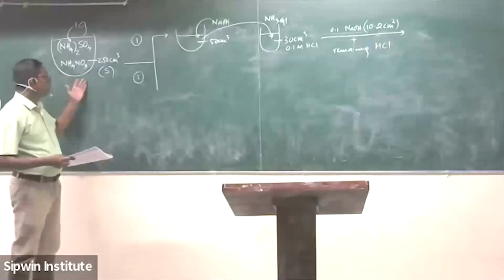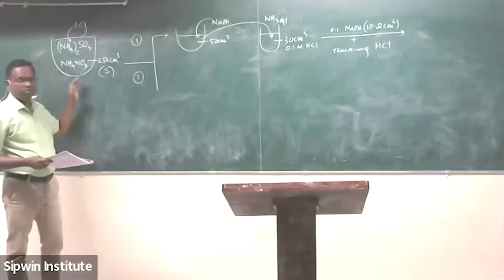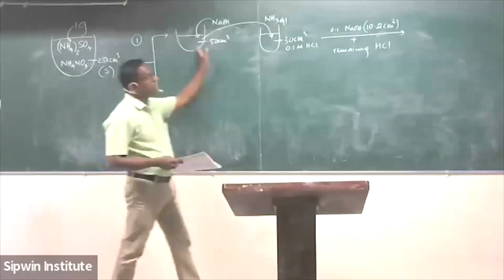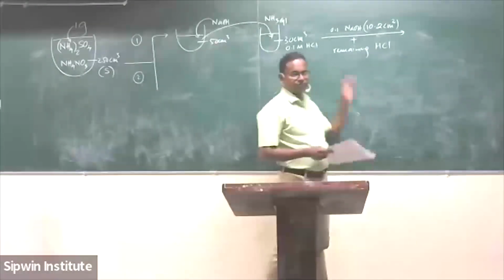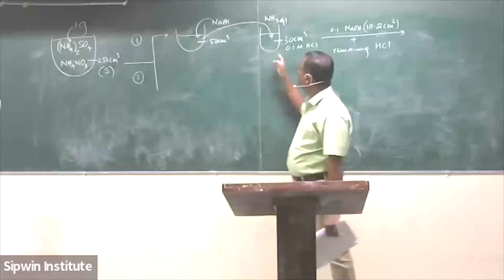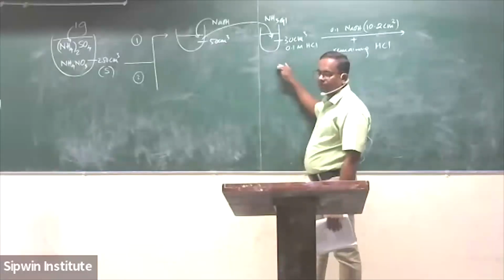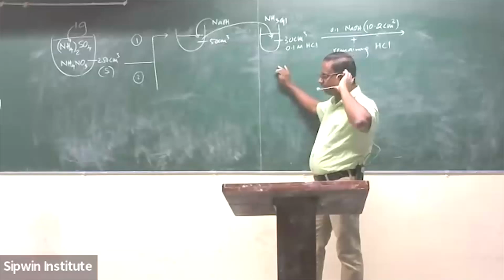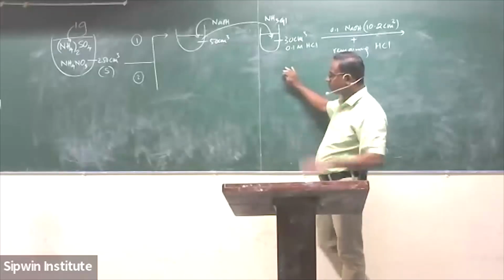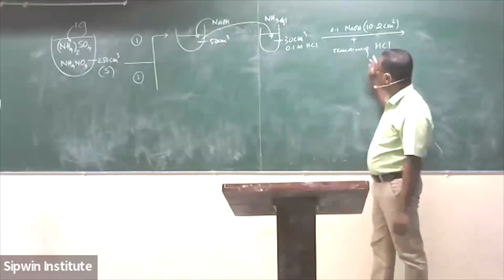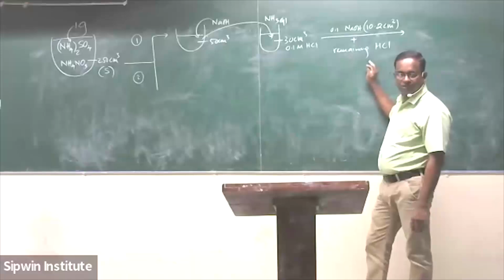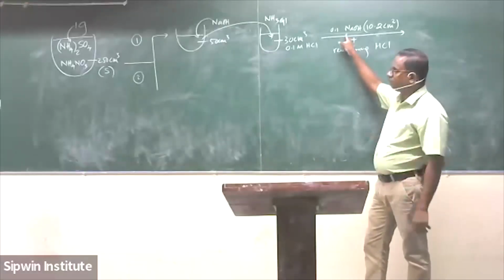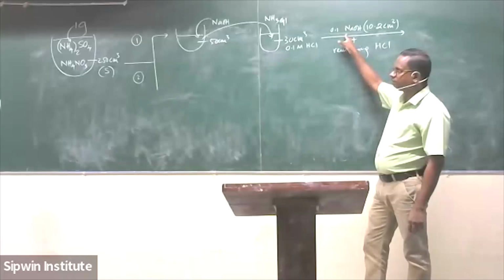Here what happened? The ammonium salts, ammonium ions are displaced and released as ammonia. The released ammonia is absorbed into the HCl, and part of the HCl reacts. Then the remaining HCl is titrated with the sodium hydroxide.